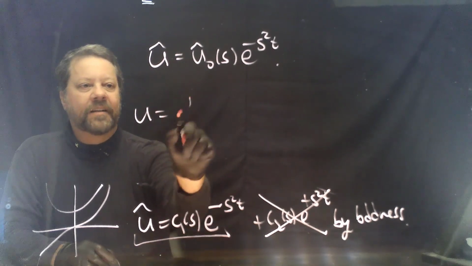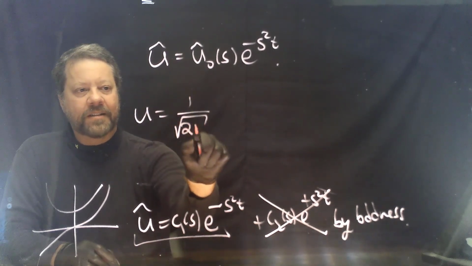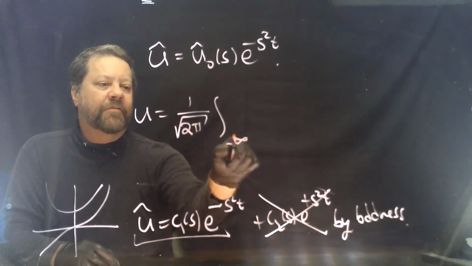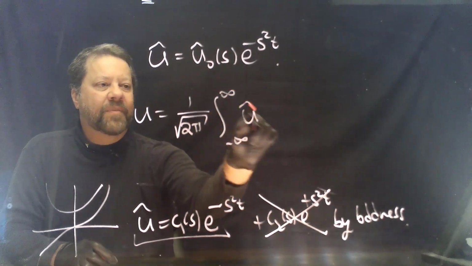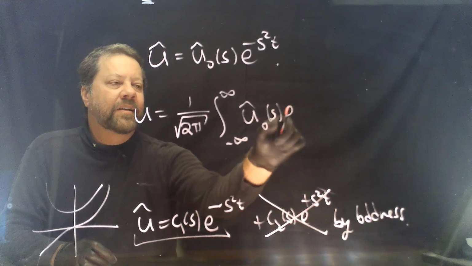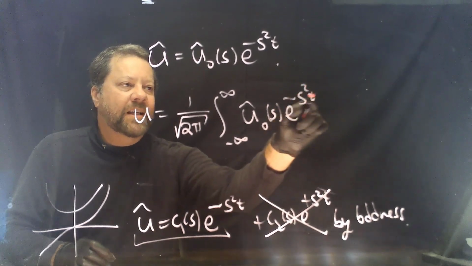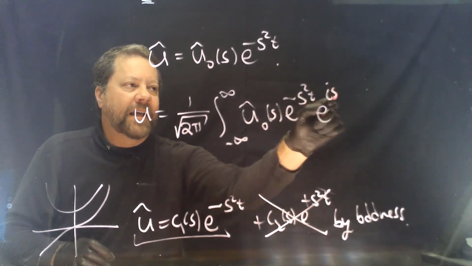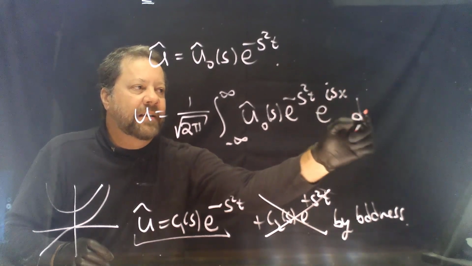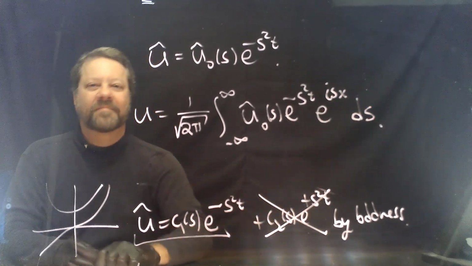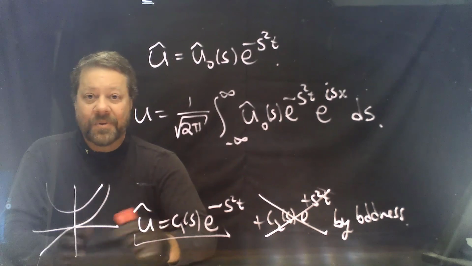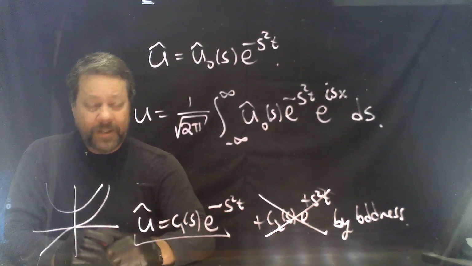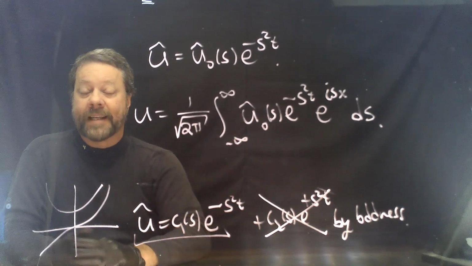We have then, using our normalization constant, we'll integrate from minus infinity to infinity u hat naught of s e to the minus s squared t e to the positive isx ds. There's really nothing more we can do with it at this point until we figure out what our initial data really is.